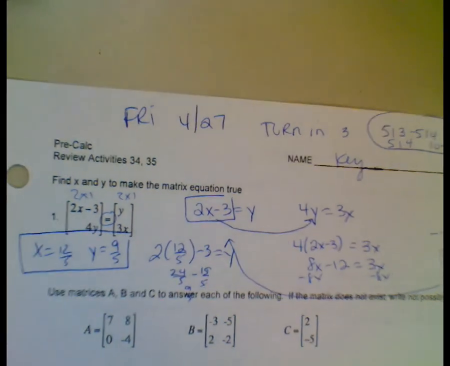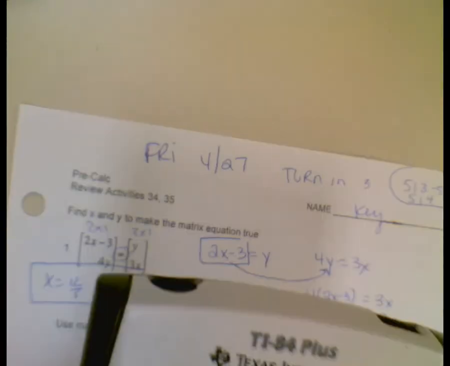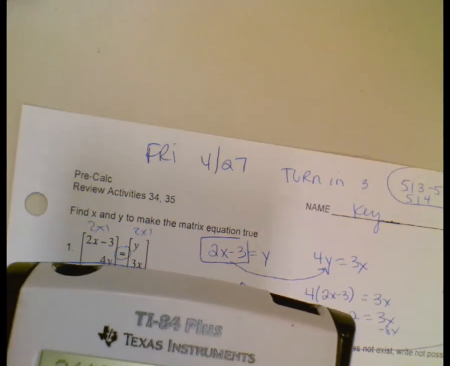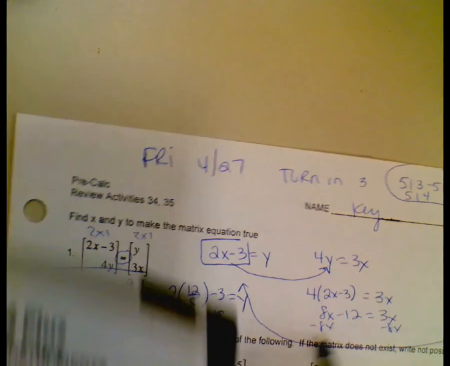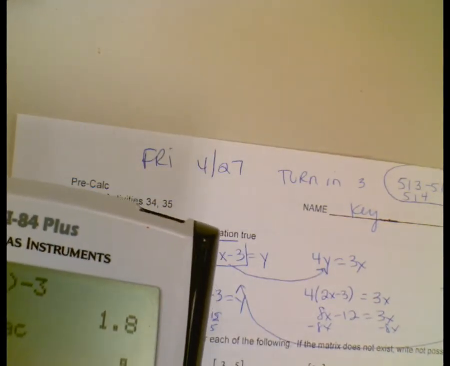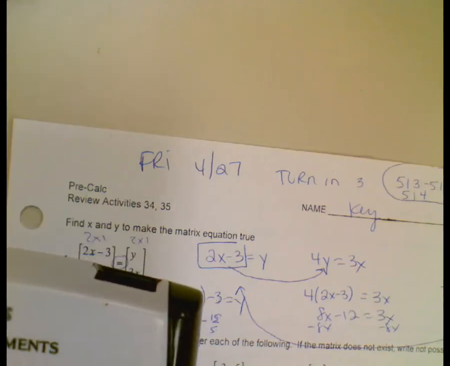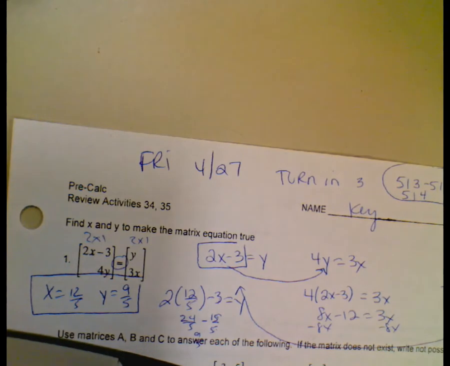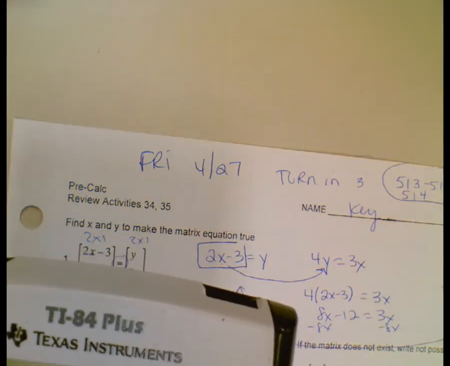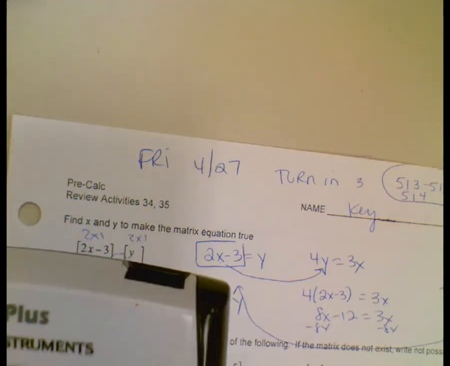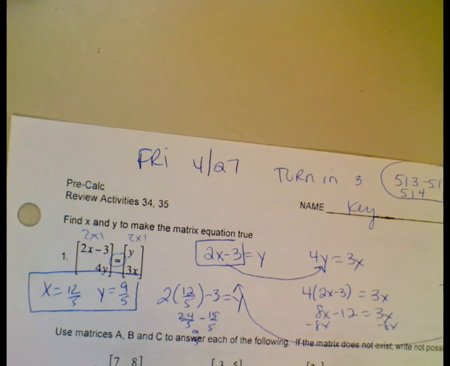Beautiful answers. Should we see if that works? On your calculator, plug this x in there. If we plugged in 12 fifths for x, it'd be 2 times 12 fifths minus 3. That should equal y, which is 9 fifths. Let's press enter and then press math, enter, enter. 9 fifths. That works. And then 4 times 9 fifths should equal 3 times 12 fifths. So let's see if that works. 4 times, parentheses, 9 fifths is equal to this, and that should equal 3 times 12 fifths. And that's 7.2. So even though they're ugly answers, they're the answers. Hopefully you guys somewhat got that.